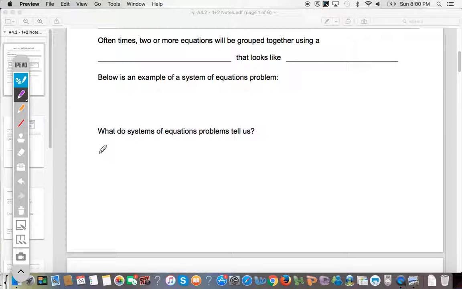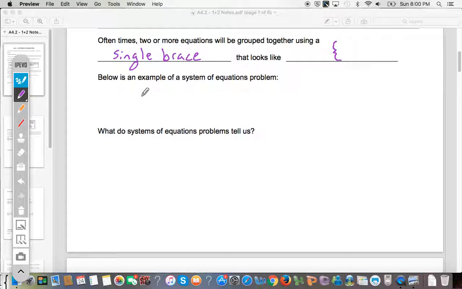Okay, so again, some more general formatting. Oftentimes, two or more equations will be grouped together using a single brace. And of course, I don't know anybody who is good at drawing them, but it looks just like that. Okay, with one equation up here, another equation down here. And again, we could have 3, 4, 5, as many equations as we want.